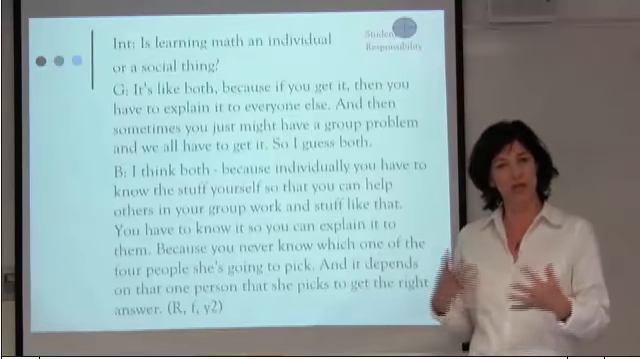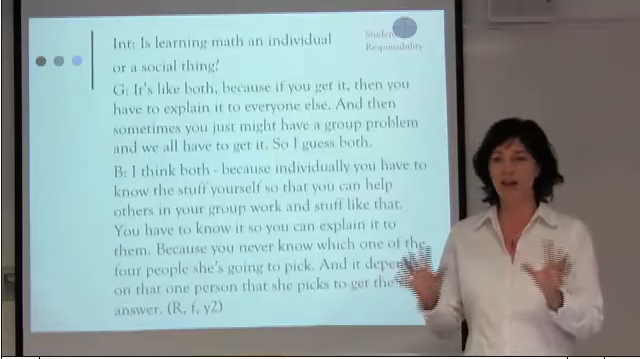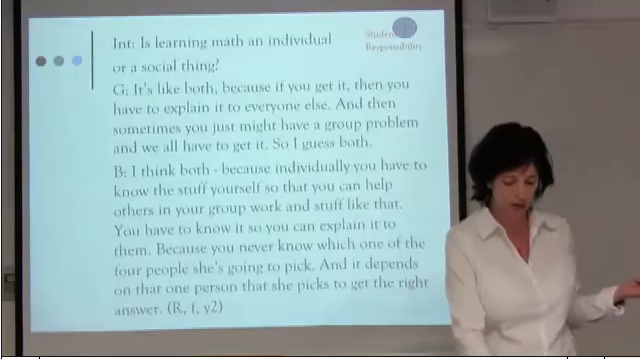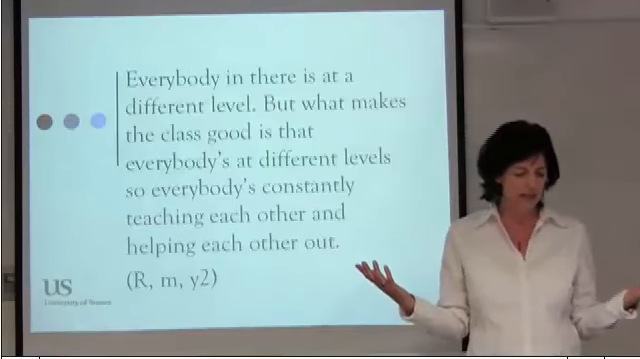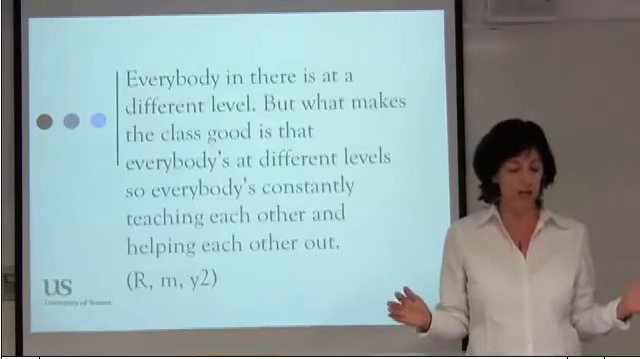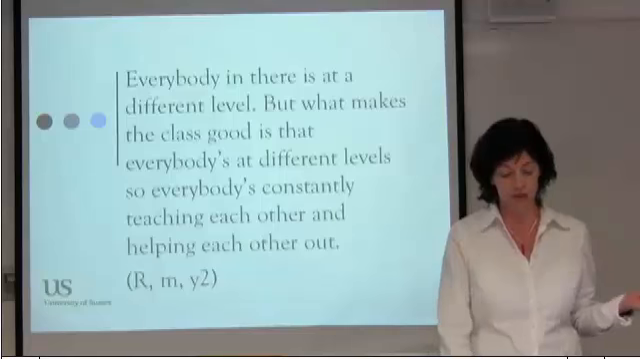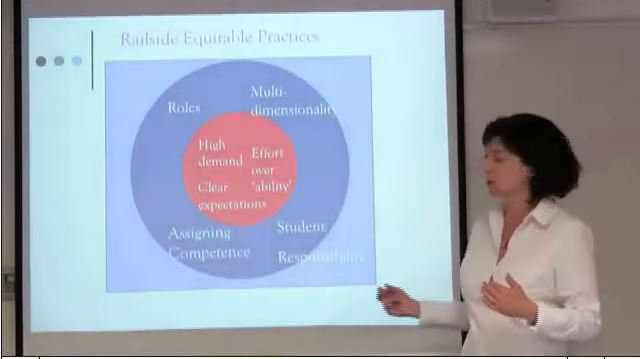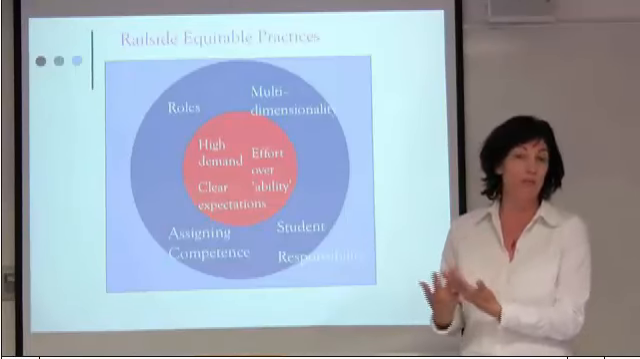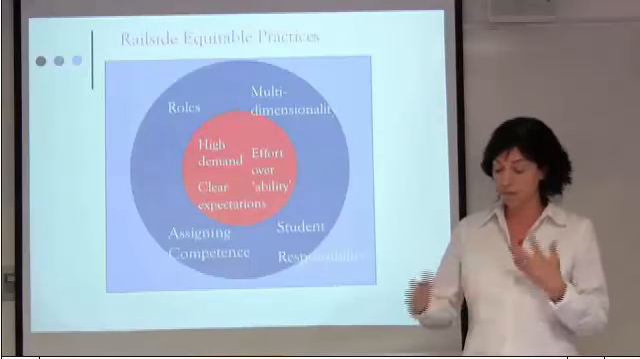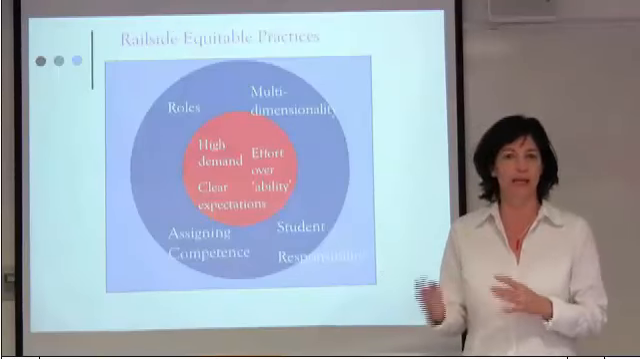And what we found is that students in these mixed ability classes actually learn to help each other, and enjoy doing that. So they know that not everybody is the same, but they come to appreciate that, and that's one of the nice outcomes. And this student reflects that when he said, everybody in there is at a different level, but what makes the class good is that everybody's at different levels, everybody's constantly teaching each other and helping each other out. So those briefly are the four parts of complex instruction on the outer blue circle. There were other things that teachers did when they used this approach to make it very successful, but much more detail is given on how to use the approach, and videos of teachers using it, elsewhere on the website.